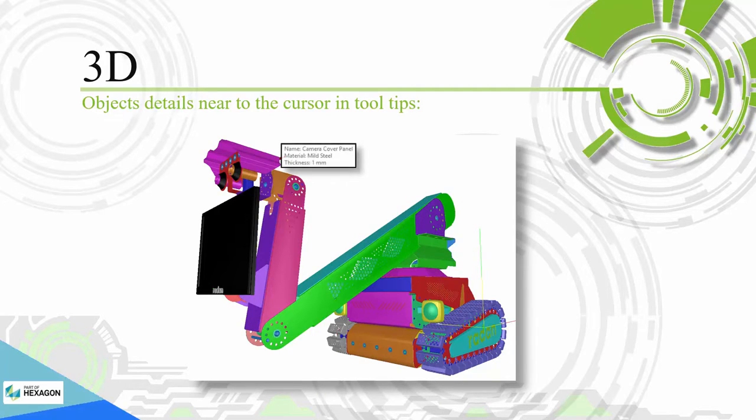Object Detail Tooltips. By simply moving your cursor close to an object in 3D, you will now be presented with a tooltip which gives you information about the part, its material and thickness.